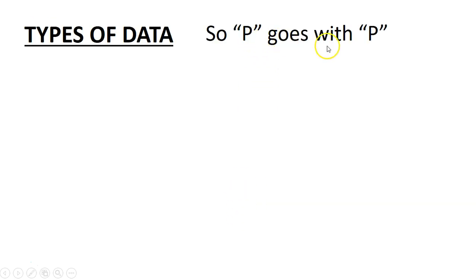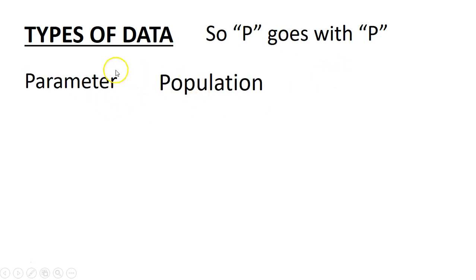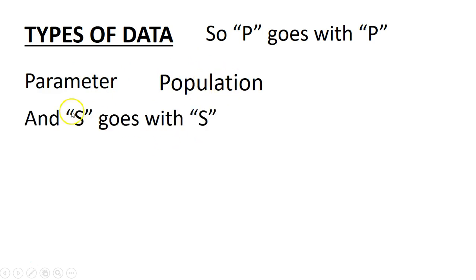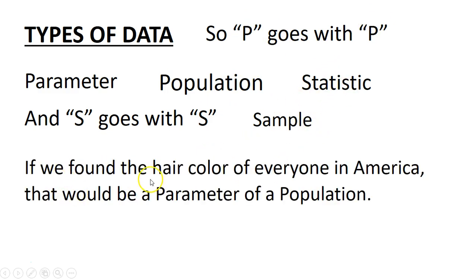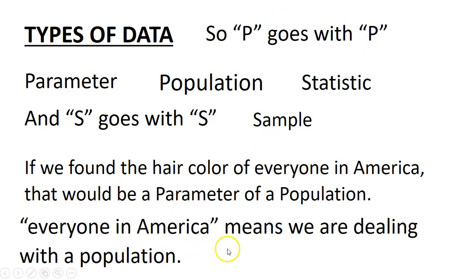So we got P goes with P is what I got here. So parameter, right? Population. Parameter is the population. S goes with S. What I mean is statistic, sample. All right. So are you digging what I'm saying here? Parameter goes with population. Statistic is a sample. If we found the hair color of everyone in America, that would be a parameter. Hair color of everyone in America, parameter, because it's everyone in the population. Everyone in America means we are dealing with a population, so that is a parameter.